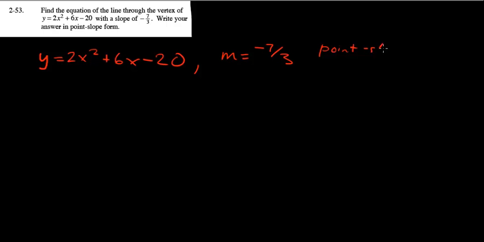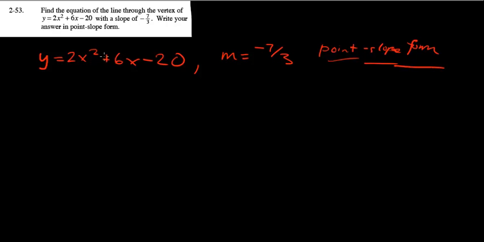This is CPM Calculus Chapter 2, number 53. Here we're asked to find the equation of the line through the vertex of the graph y equals 2x squared plus 6x minus 20 with the slope of m equals negative 7 over 3. Write your answer in point-slope form. Point-slope form. Okay, so it's good to know the different forms.